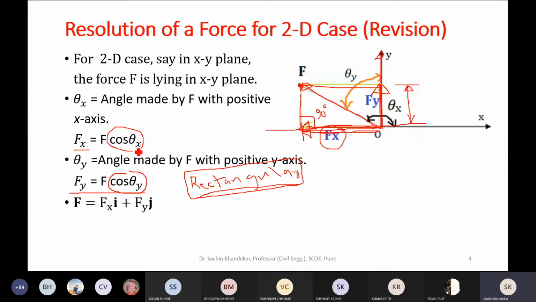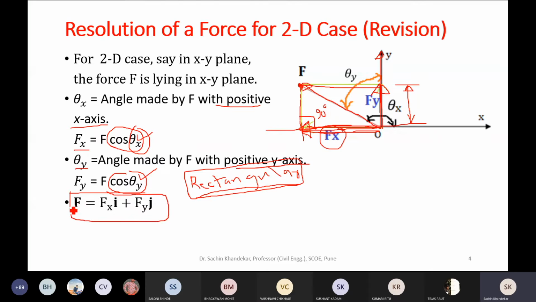Please note that. And how are we defining that theta? We define theta as the angle made by F with respect to either the positive x-axis or the positive y-axis. So here theta x we define as the angle made by F with respect to the positive x-axis. I have already written it here. Similarly, what is theta y? The angle made by F with respect to the positive y-axis. That's very important, right?